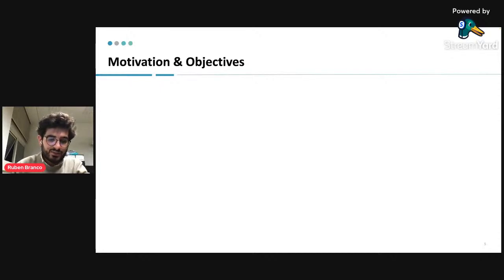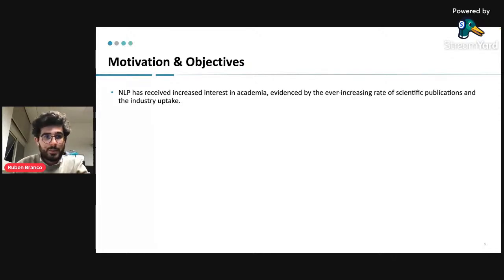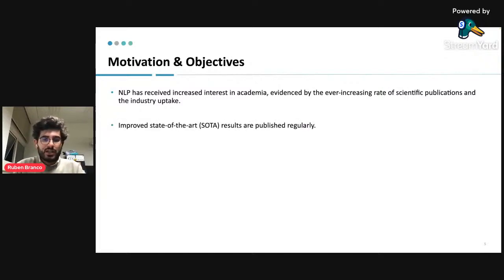So, the motivations and objectives for my dissertation and the paper. NLP has received, as I said previously, an increased interest in academia. The rate of scientific publications has been skyrocketing, and the industry uptake has been really positive, with a lot of companies picking up natural language processing methods to solve all kinds of business problems. And improved state-of-the-art results are published very regularly, with models like GPT-3 portrayed to be almost human-like in some respects by the media and enthusiasts. People like to come up with different applications for it, play around with it, and talk with it.